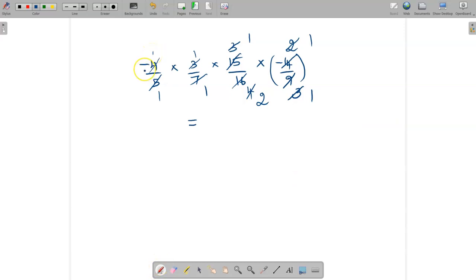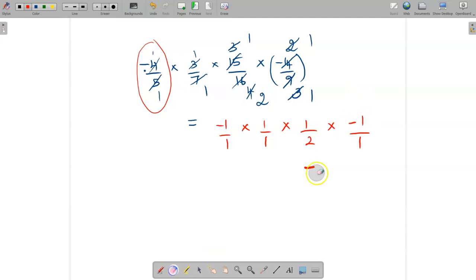Okay. So what is the first term I have? It is minus 1 by 1. Okay. Second term I have 1 by 1. Third term I have 1 by 2. Fourth term I have a negative sign here, so use that as it is, minus 1 by 1. Okay, so you have to carefully choose your signs, whether it is positive or negative, and use them properly.